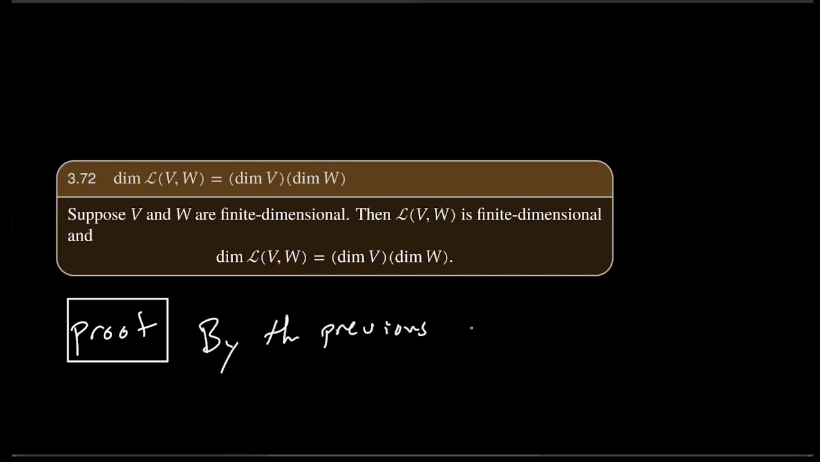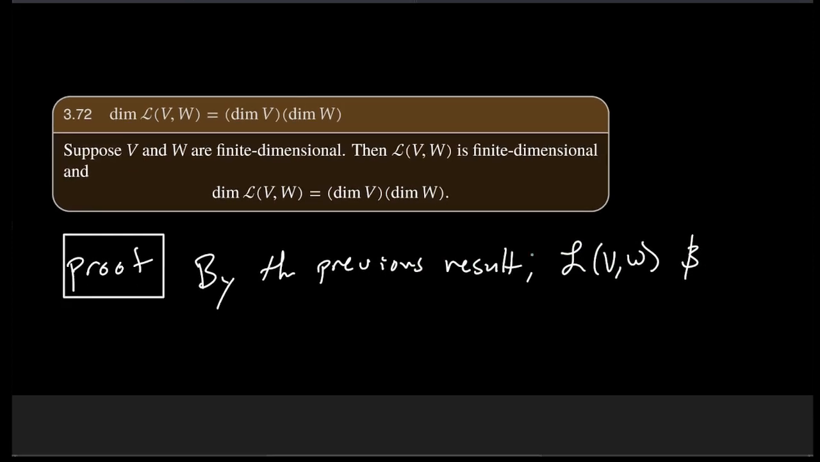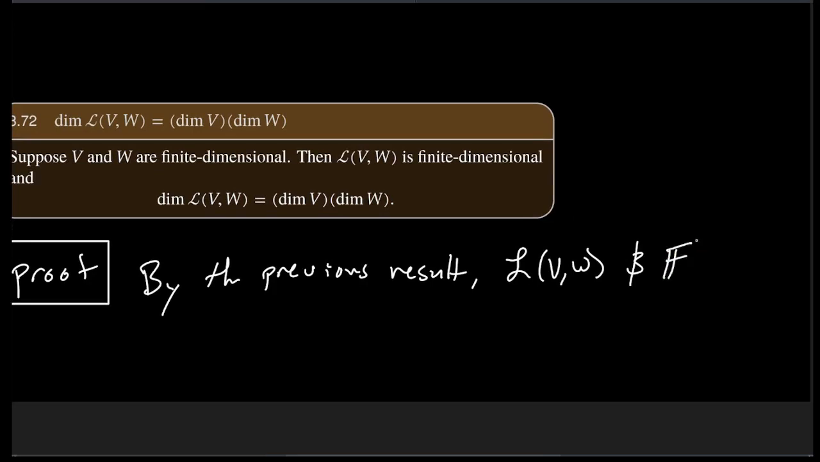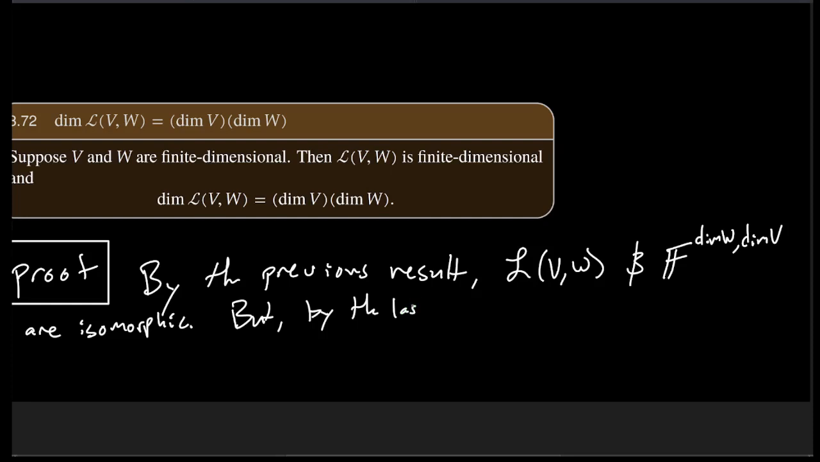By the previous result, here's the proof. Not a lowercase l, a capital L, L(V,W), and F^(dim W, dim V) are isomorphic. But by the last result from last time, this means they have the same dimension.